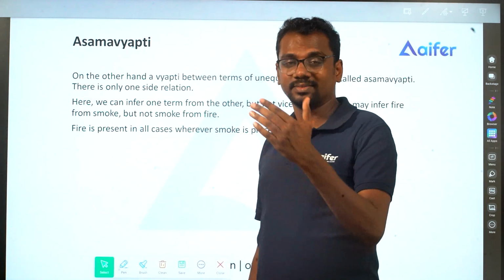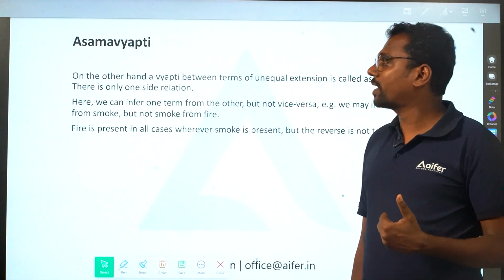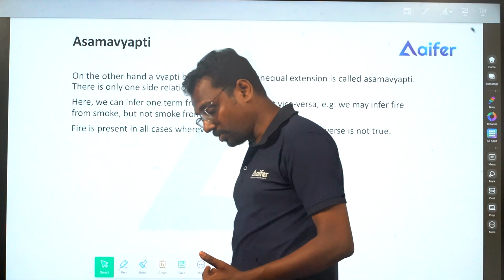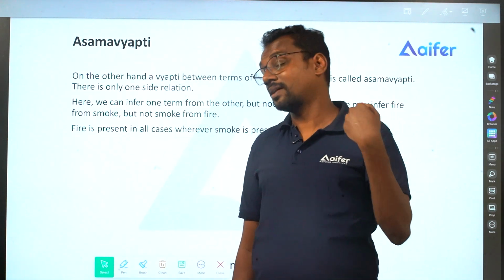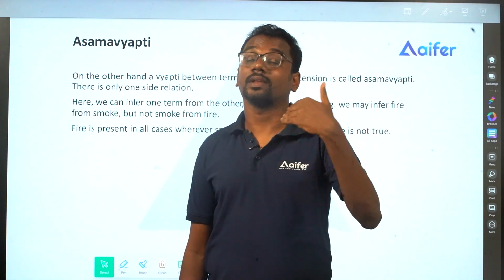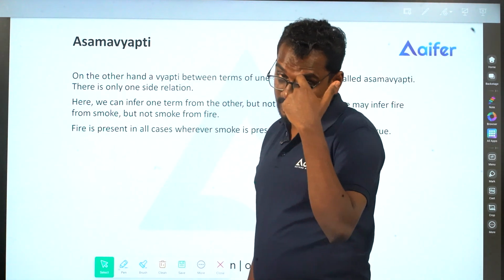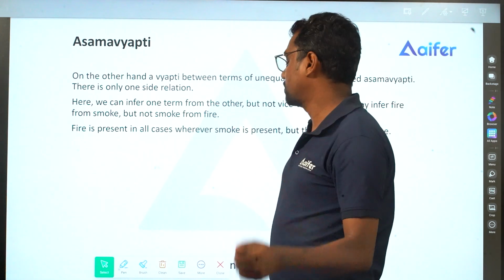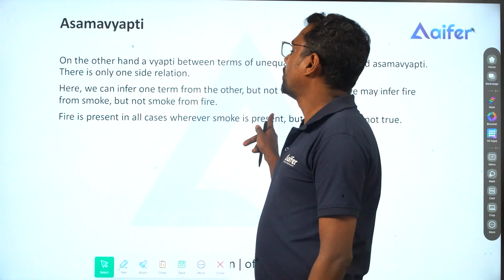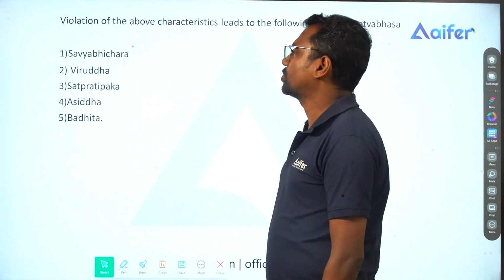So this is Vyapti, the relationship between two terms. Samavyapti is when we have a relationship on both sides, like sun and day. Asamavyapti has only a relationship of unequal extension, like fire and smoke.